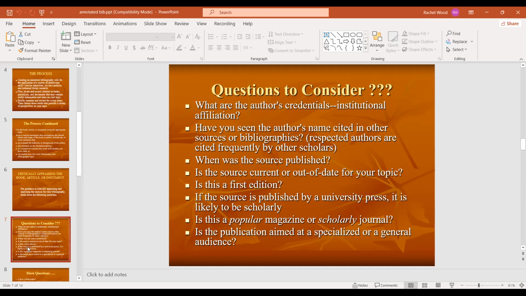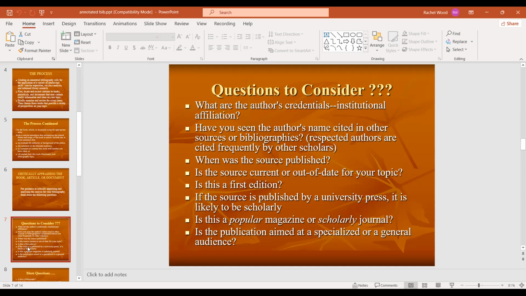The last thing is a publication aimed at a specialized or a general audience. Now, this goes into effect with things like JAMA, the Journal for the American Medical Association, or Political Science Monthly, or the National Councils for Teachers of English. I mean, those are all specialized journals aimed at a specialized audience. The Journal for English Teachers talks about different areas of English that can be taught, and modern methods of teaching online and in person, things like that.